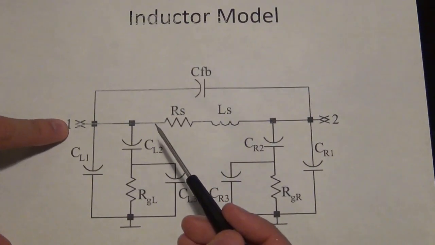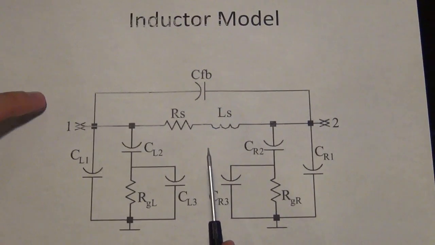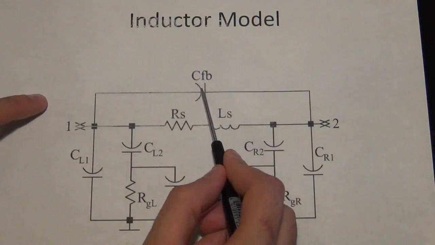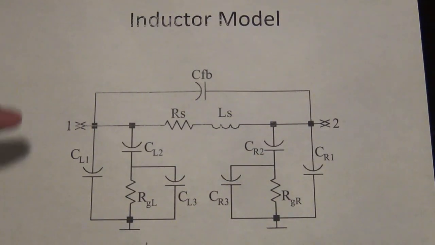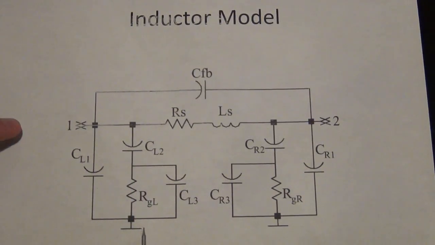So this is one terminal of the inductor, this is the other terminal of the inductor, and you can see all these things representing various imperfections of the inductor. So series capacitance, capacitance between the coils. You can have a capacitance to some ground. This is a monolithic inductor in a semiconductor, but really the principle applies. And you have some RC network that represents the substrate behavior. You have some capacitance to the substrate. You have some capacitance directly to ground.